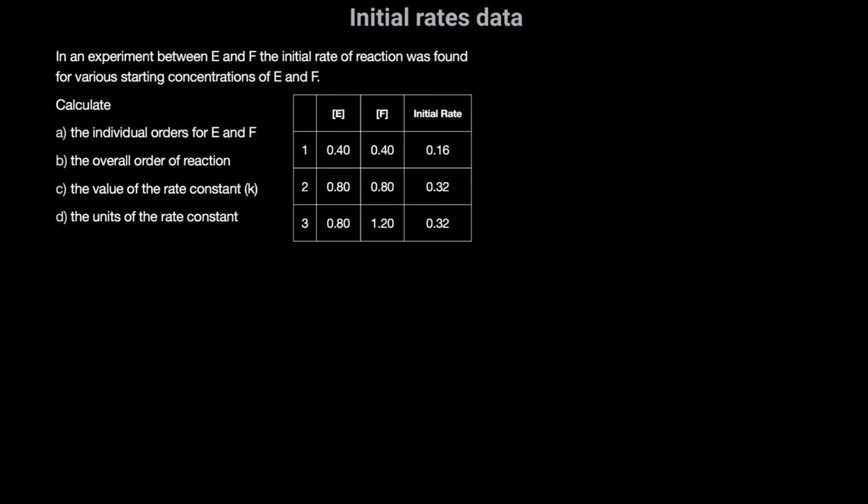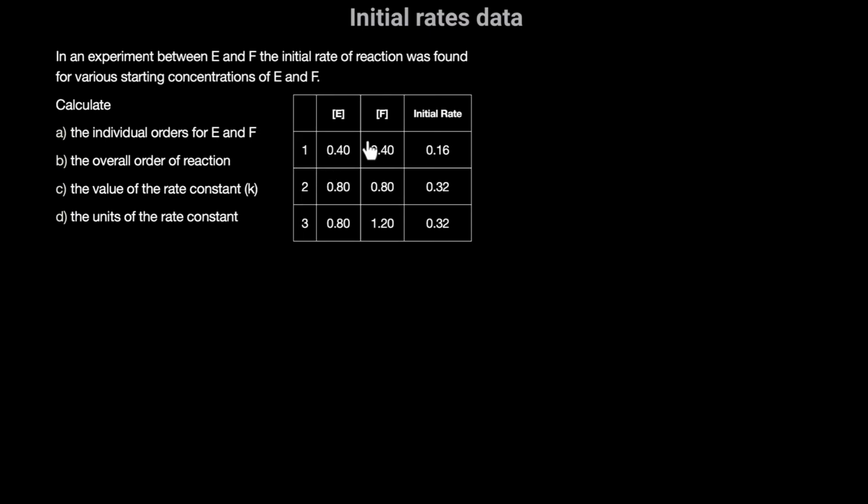So now we're going to start by trying to determine the individual orders for E and F. We start with trying to determine the individual order for E. We want to take two experiments in which we're keeping the concentration of F constant. But we can see here that we're changing the concentration of F in all three experiments, so we're not really keeping F constant in any of them. So we can't really determine it for E first. Okay, so let's determine it for F.